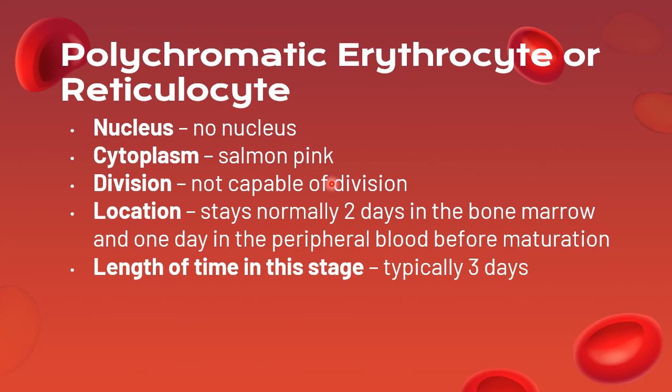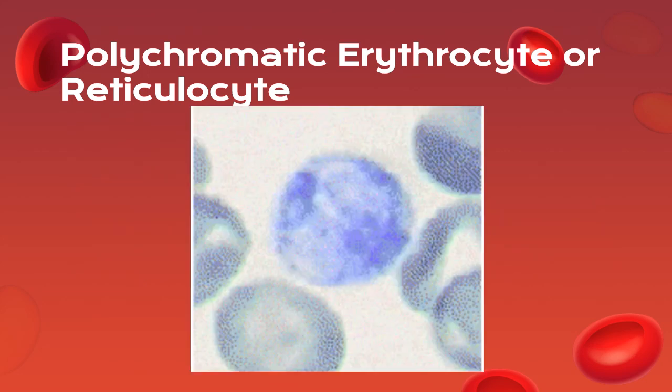So, polychromatic erythrocyte or reticulocyte. Okay. So, ito na, from here, wala na siyang nucleus, not capable of division. And, ayun. So, as we have discussed earlier, 2 days siya sa bone marrow, 1 day sa peripheral blood smear. Typically, 3 days siyang reticulocyte before it turns into an RBC. Yeah. So, that is your reticulocyte. Okay? So, ini-stain natin using vital stain.